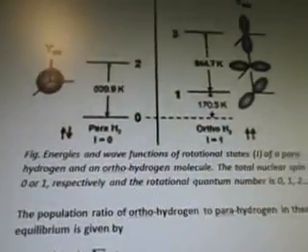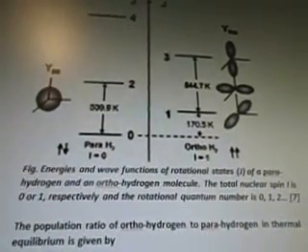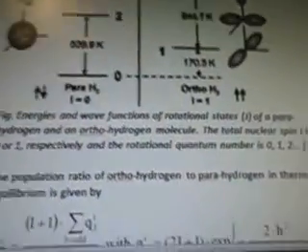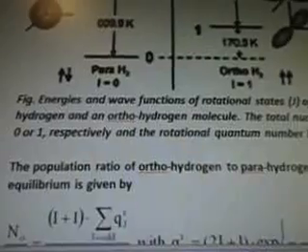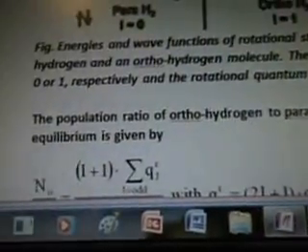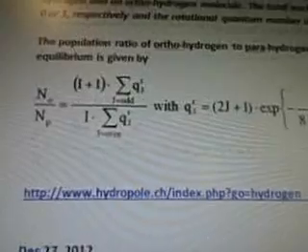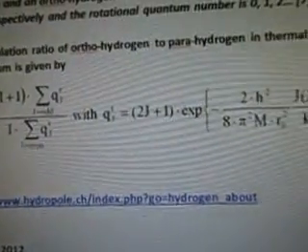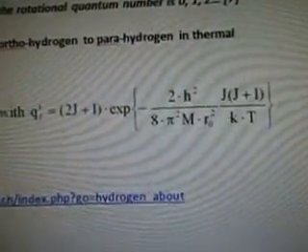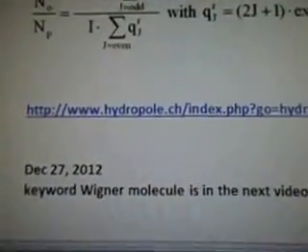The figure shows energy and wave functions of rotational states J of a para-hydrogen and an ortho-hydrogen molecule. The total nuclear spin, I don't know if it's I or L, is 0 or 1 respectively, and the rotational quantum number is 0, 1, 2 to 7. The population ratio of ortho-hydrogen to para-hydrogen in thermal equilibrium is given by, there are your equations here. So these math equations will be used with the spaceship, okay? So hydropole.ch is the website to look at.